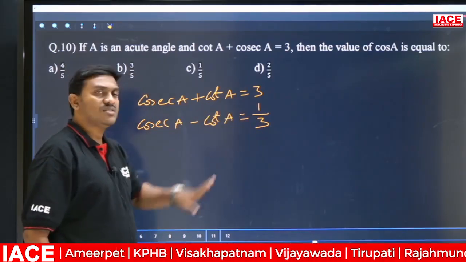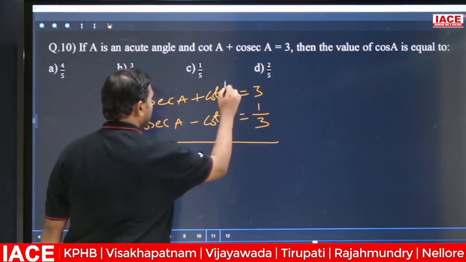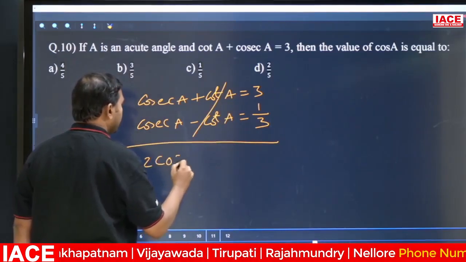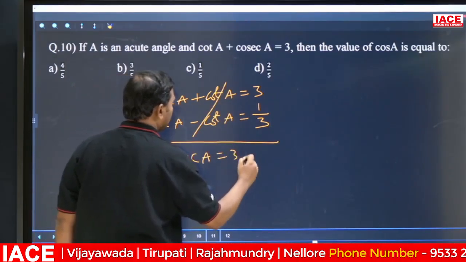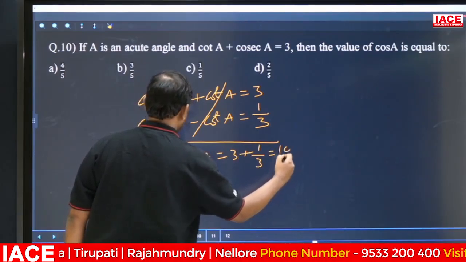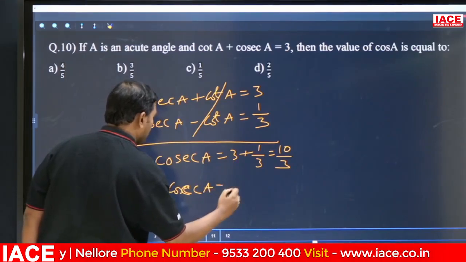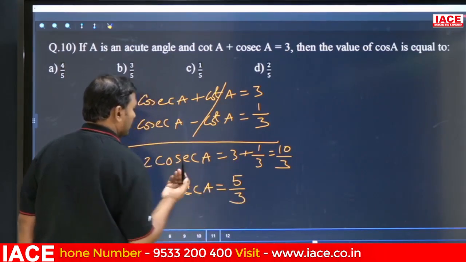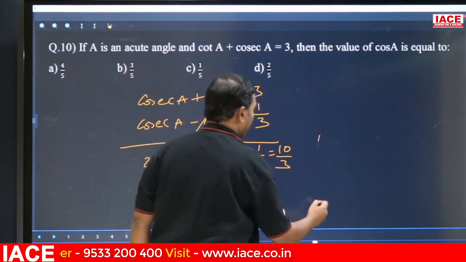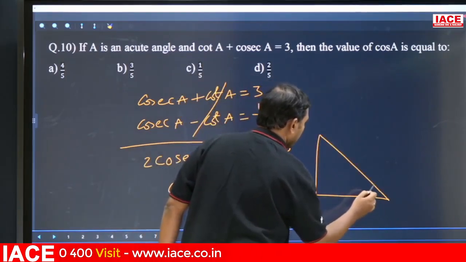So this is 3, which means this is how much? 1 by 3. Simplify, that's it. So 2 cosecant A equals 3 plus 1 by 3. That is how much? 10 by 3. That is, cosecant A equals how much? 5 by 3. Cosecant A equals 5 by 3.